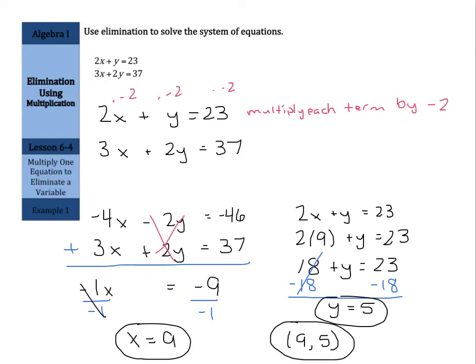So when we take a look at what we did, we needed to multiply our top equation here by -2 so that when I added the two equations together, we get elimination. And then we solve it just like elimination with addition. We just have that extra step this time.